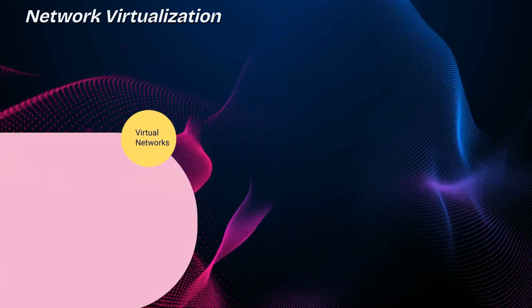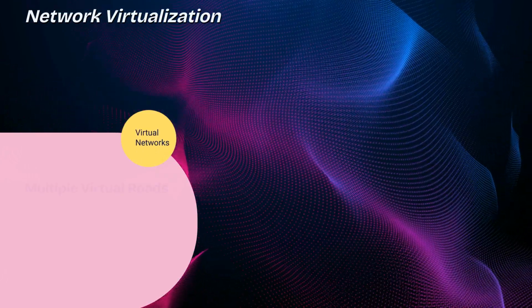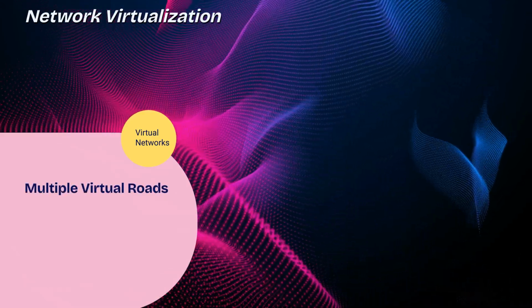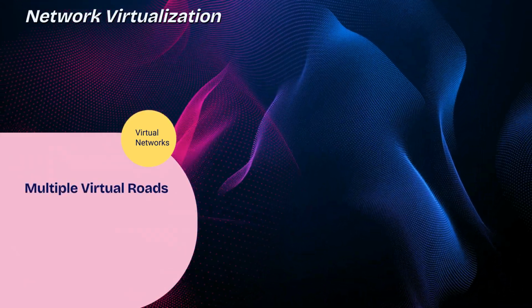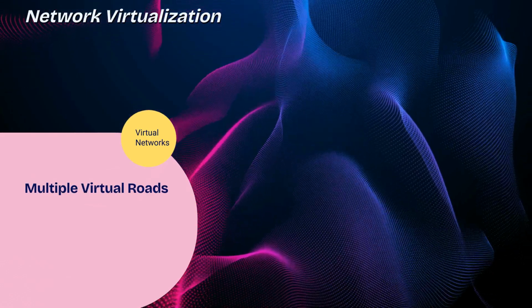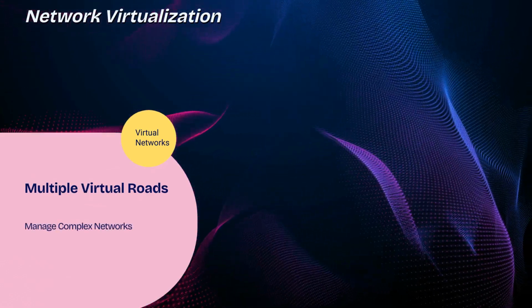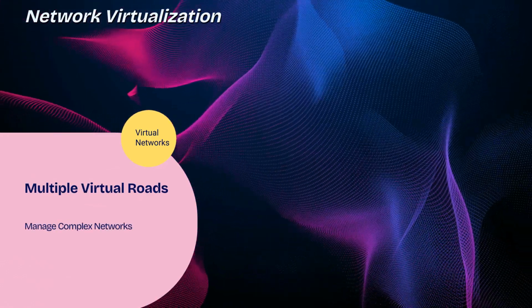SDN also allows for network virtualization, where you can create virtual networks on top of physical infrastructure. This is like having multiple virtual roads on one physical road, each leading to different places without interference. This virtualization makes it easier to manage complex networks, providing security in a more flexible way.